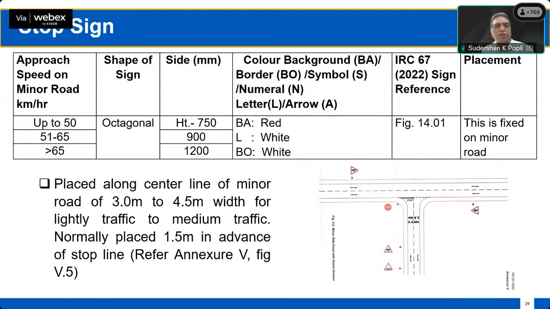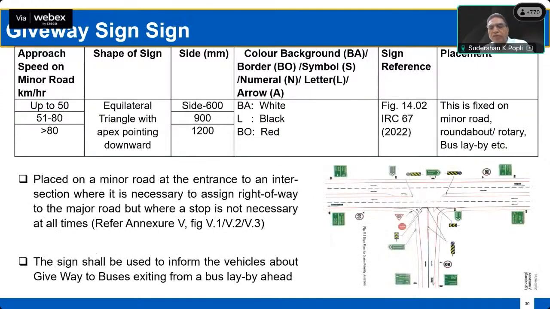What is the side? It is 750, 900, 1200. For example, in this case, above 65, whether we are having 80 kmph or 100 or 120, a 1200 size is to be placed. Then the give way sign is generally placed where we are providing the channelizers. Otherwise, stop signs are placed.